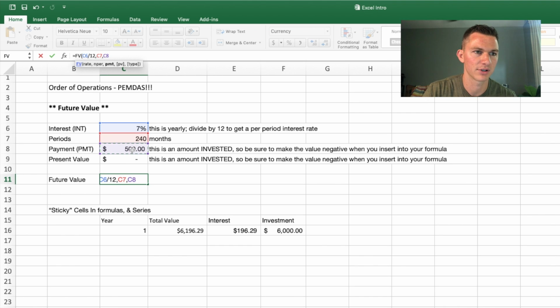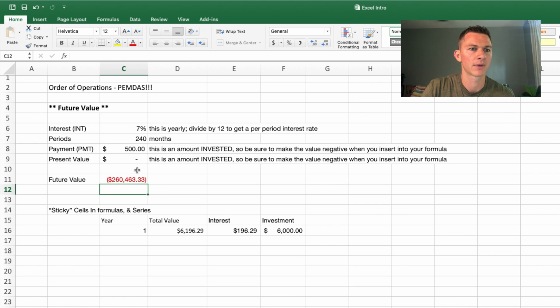So reference, payment, comma, move on. Present value, we don't have a present value, it's 0, but we'll still do the reference cell, and that concludes all the building blocks that we need. So we'll end parenthesis, enter, and there's your future value. Now why is it red? That's because I missed a key point to tell you. And that's why I said I would go back later to cover this.